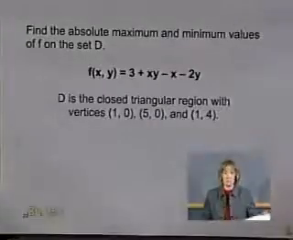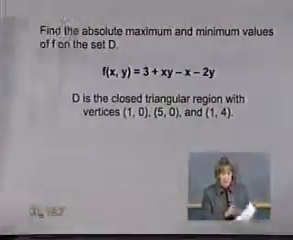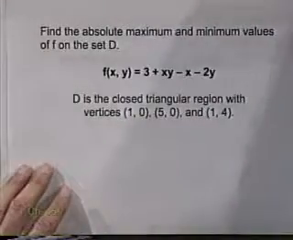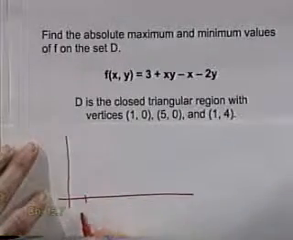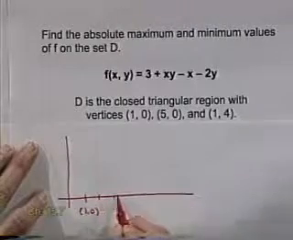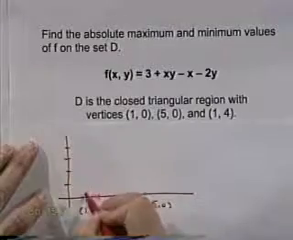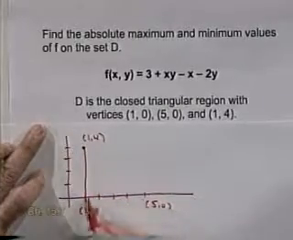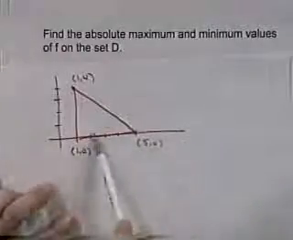Let's just do a couple more just to make sure you're comfortable with this, because this particular topic students do struggle with. So let's look at this one. This is the function f of x, y equals 3 plus xy minus x minus 2y. We are looking at the closed triangular region with vertices 1, 0, 5, 0, and 1, 4. 1, 4 is right here. And so we want to check this region that's bounded by all of that.